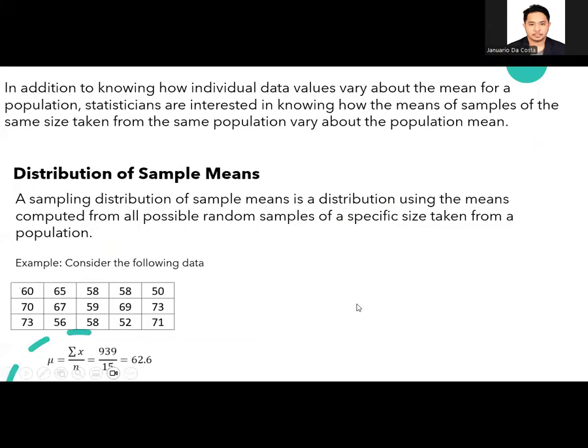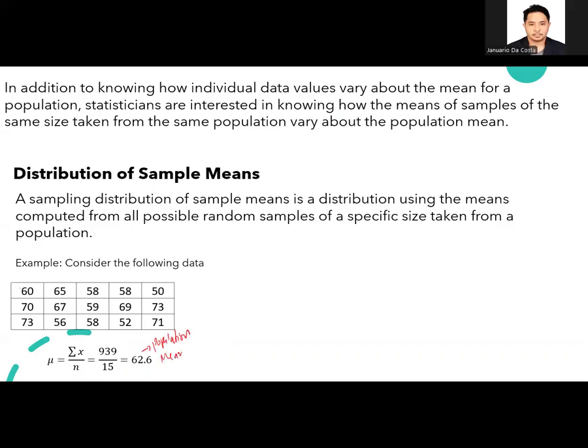All right. So basically, you take the sum of all individual x: 60 plus 65 plus 58 plus 58, 50, 60, 67, 59, 69, 73, 73, and so on. You add them all, you will get 939, and then you divide it by N equals 15, which gives you the population mean equal to 62.56. This is your population mean.